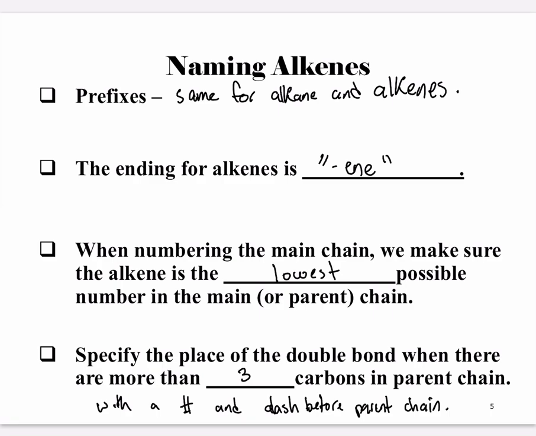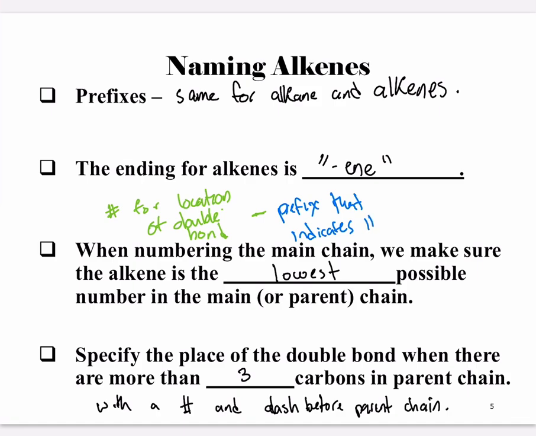And kind of the breakdown when we have an alkene is you have the number for the location of the double bond and a dash, the prefix that indicates, what does the prefix indicate again? The number of carbon atoms in the parent chain, right? And then the suffix is just -ene.